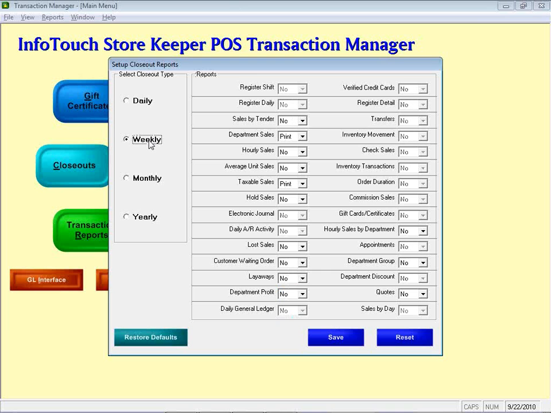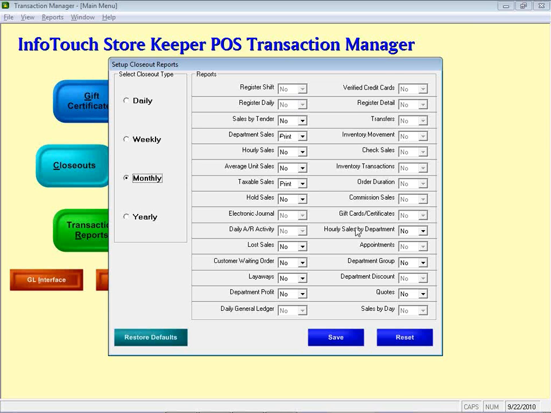Each of the closeouts has its own separate set of reports. You'll notice, especially as we get into the weekly, monthly, and yearly, that a number of these are grayed out and are not selectable, and that's because the system enforces a hierarchy, if you would, of closeouts. So, for example, if I do a weekly closeout and the system looks and sees that you have not done a daily closeout yet, it will do the daily closeout for you automatically first, and then it will do the weekly. So by the time we get to the weekly, the registered daily report, for example, since the day has just been closed out, has no information, so there's no point in printing it.